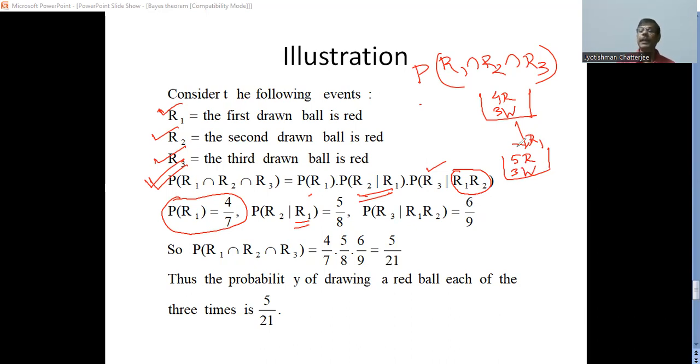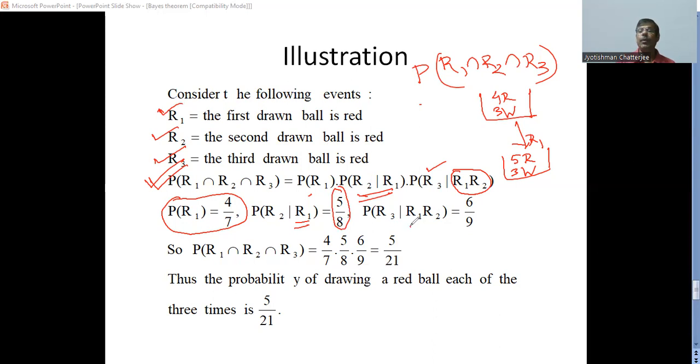So given this configuration, how much should be the probability of getting a red ball? That is, how much is the probability of R2 given R1? That should be equal to 5 by 8, because the total number of red balls here is 5 and the total number of balls is 8. So the probability of R2 given R1 is 5 by 8.